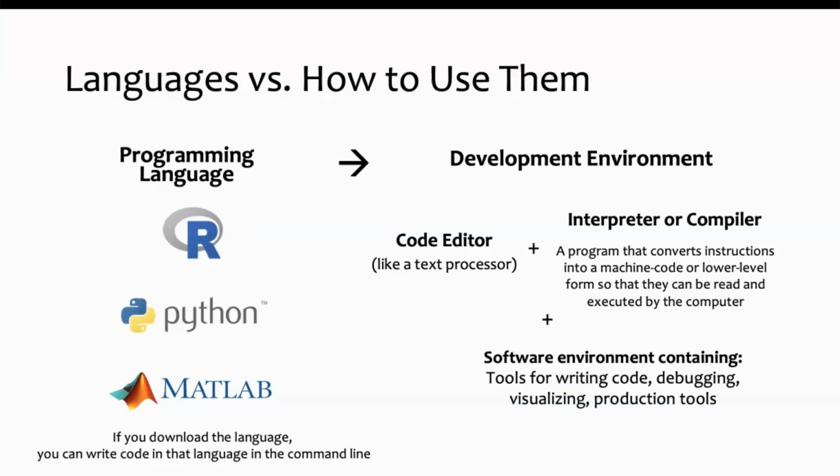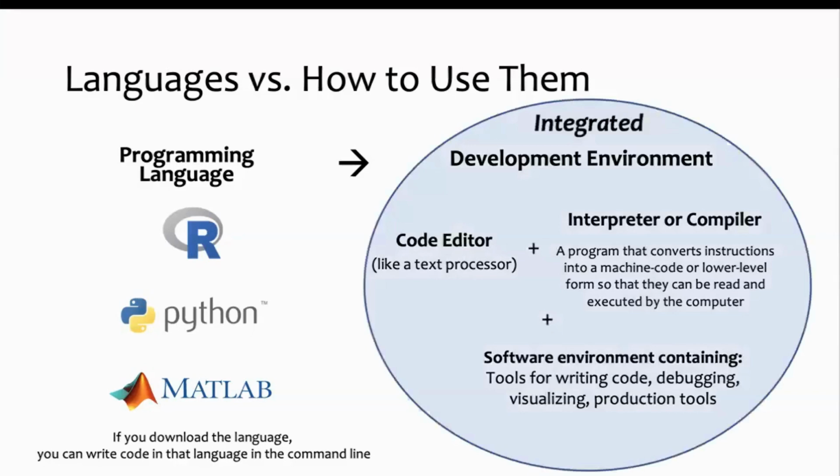Some development environments also have tools for writing code, debugging, visualizing things, and production tools. We want to be working with software that includes all these tools. It's way easier until you become very advanced. So when software for developing and writing code in any of these languages includes all of these things, it's called an integrated development environment. We're going to talk about the integrated development environments that go with these languages that you'll be learning.